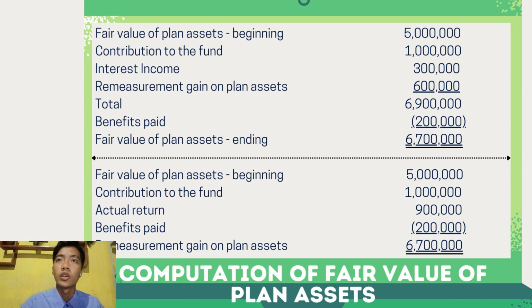Fair value of plan assets beginning, 5 million. Contribution to the fund, 1 million. Interest income, 300,000. Remeasurement gain on plan assets, 600,000. So, all of those givens we will add, and the total will be 6,900,000. And then the benefits paid, which was also given earlier at 200,000, we subtract from that value to get the ending fair value of plan assets. So, 6,900,000 minus 200,000 is 6,700,000.